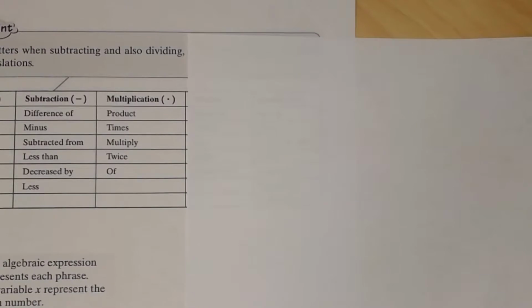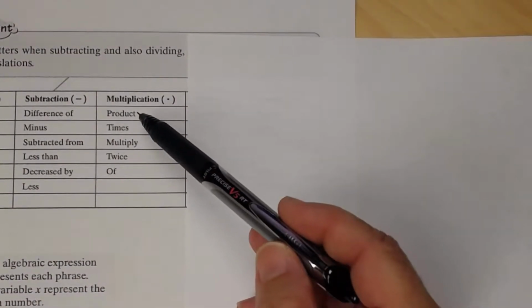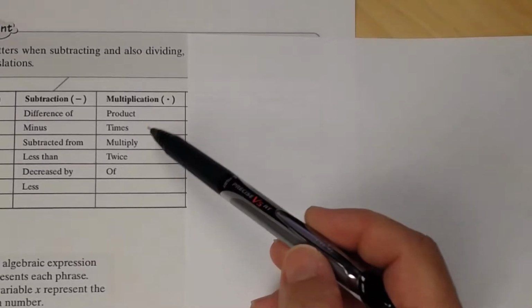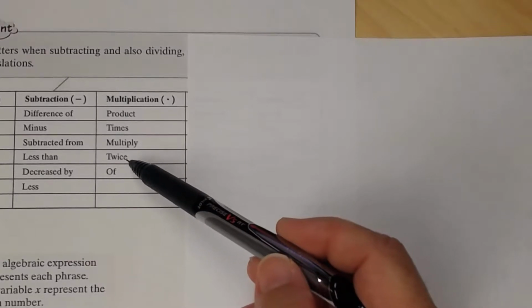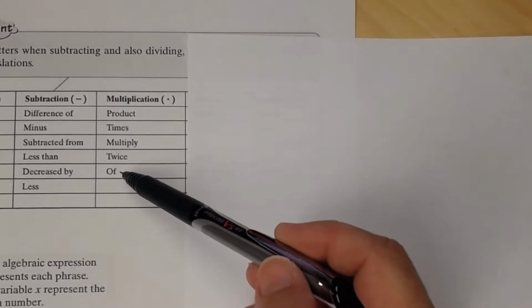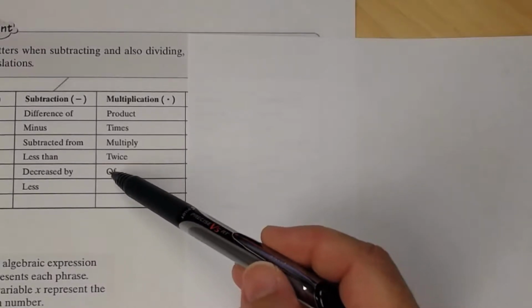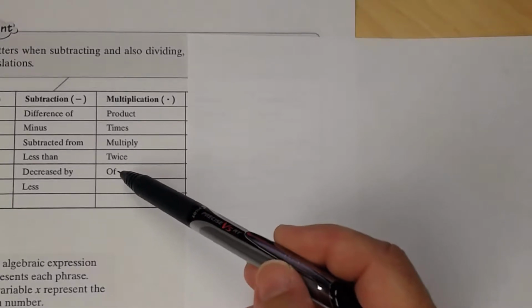Multiplication. When you think of multiplication, you hear the word product. So product means to multiply. Times means to multiply. Multiply obviously means to multiply. Twice means to multiply. You're going to see what that means, twice. And then of means to multiply. Now be careful with of, because just because you see the word of in a statement doesn't always mean multiplication. All right, so you're going to see some instances of that.